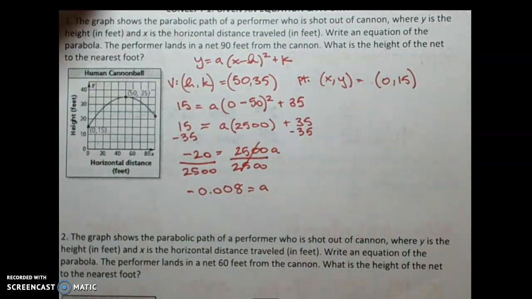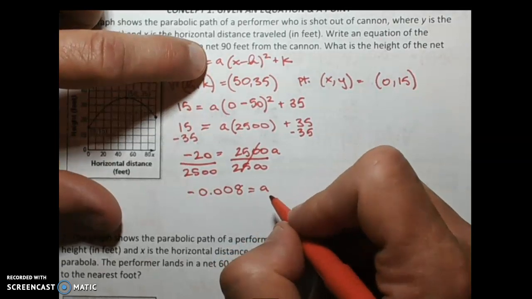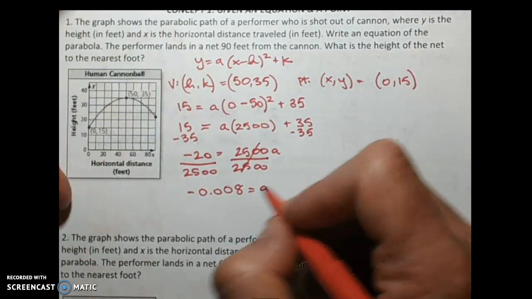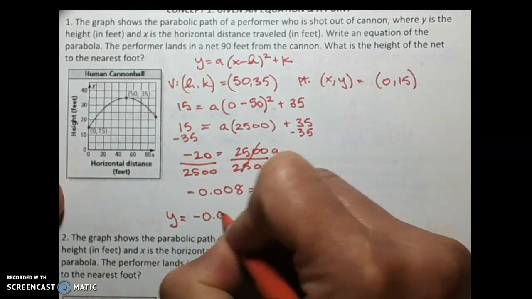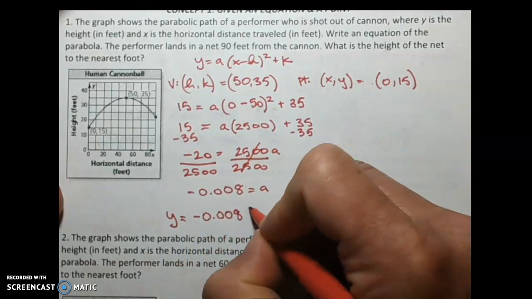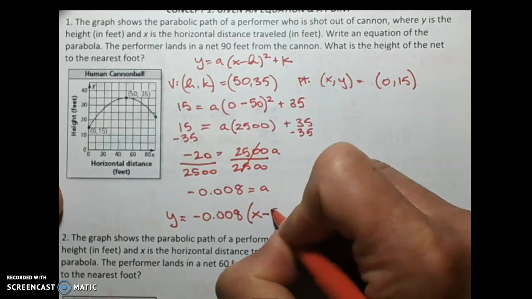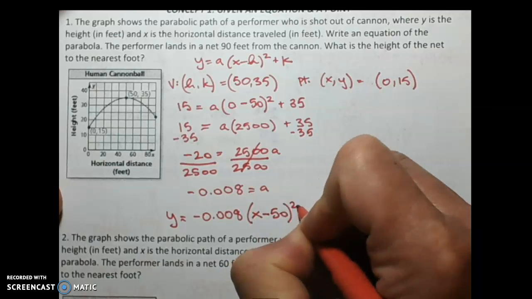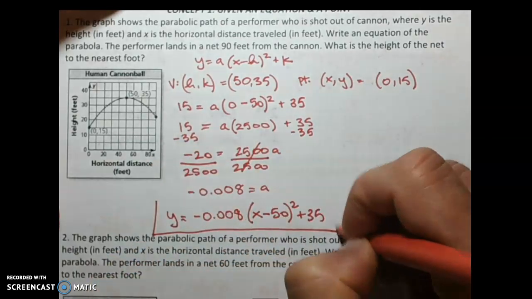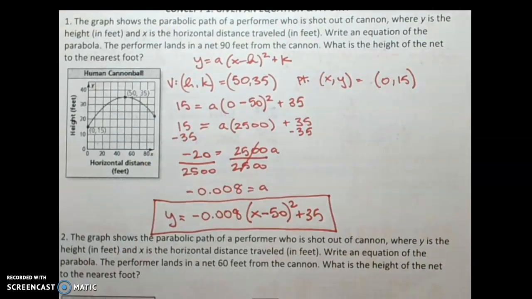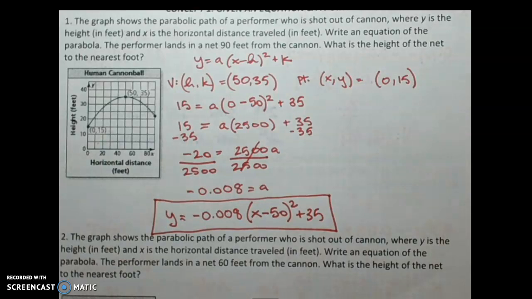And now I'm going to take that a, plug it in with the h and k, and I get y equals negative 0.008 times the quantity x minus 50 squared plus 35, which is k. And now I have the equation of the parabola. And answer number 1 done.